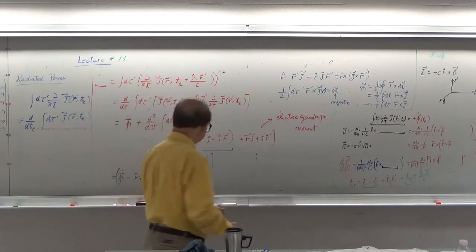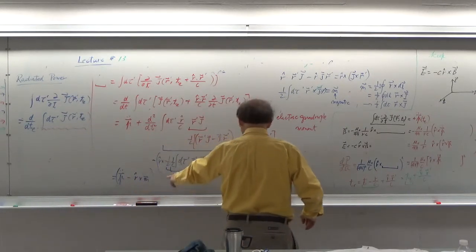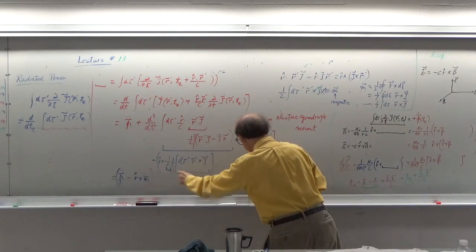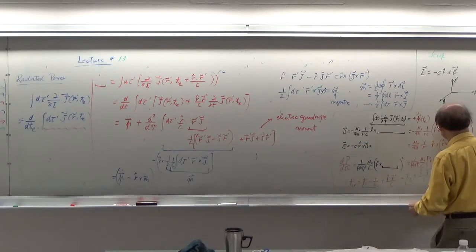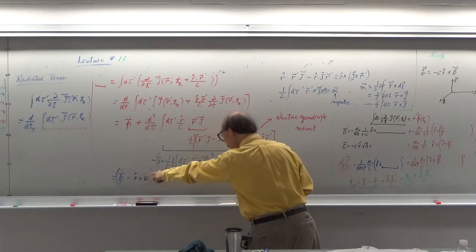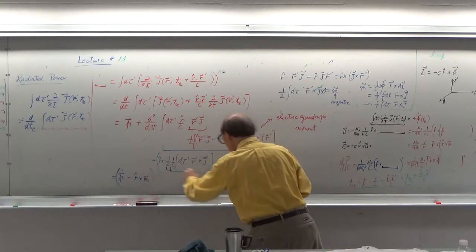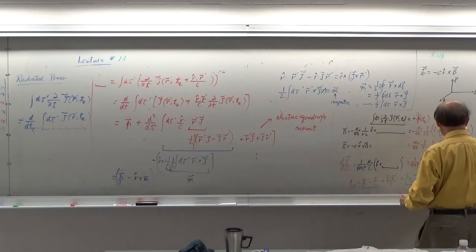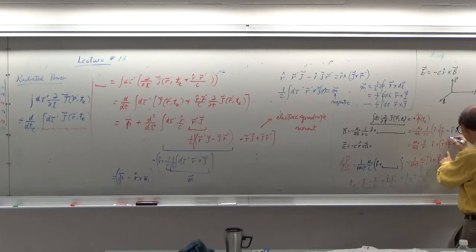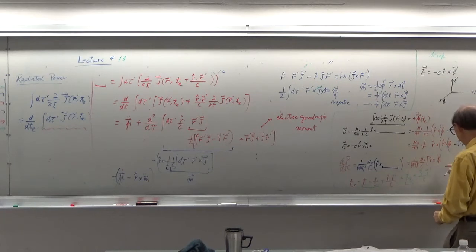So everywhere I see P double dot, I can replace it. Here I can include the contribution coming from the magnetic dipole moment by including this term, minus r hat cross M double dot, and here minus r hat cross M double dot, and here minus r hat cross M double dot.